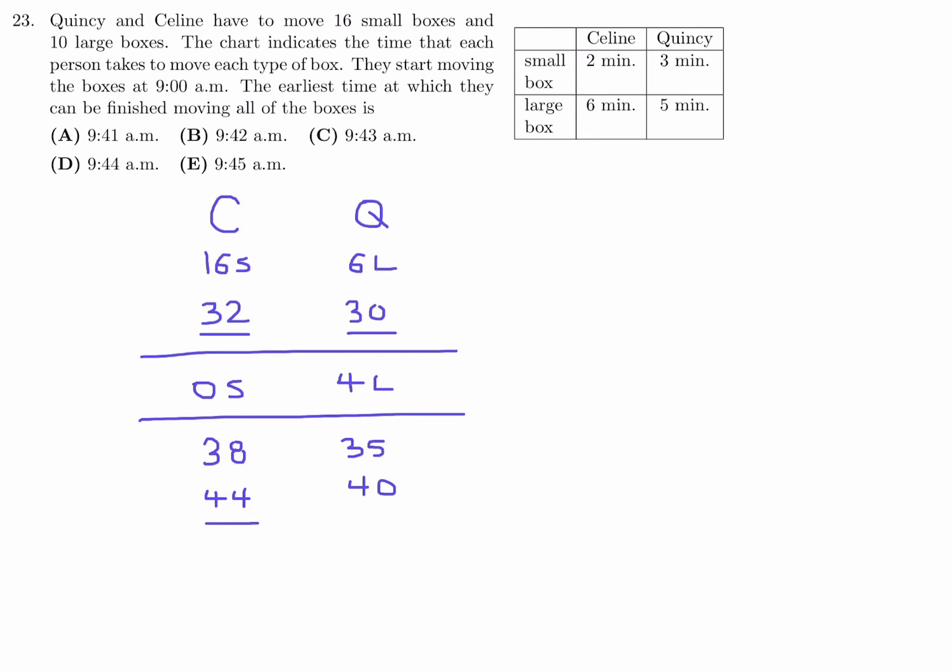So 44. Okay. And using this system, we got to a time of 9:44. All right. Is that the earliest time? Well, I don't know. It's a candidate for earliest time. I can only cross out E. Let's keep going here. Let's see if we can get an earlier time.